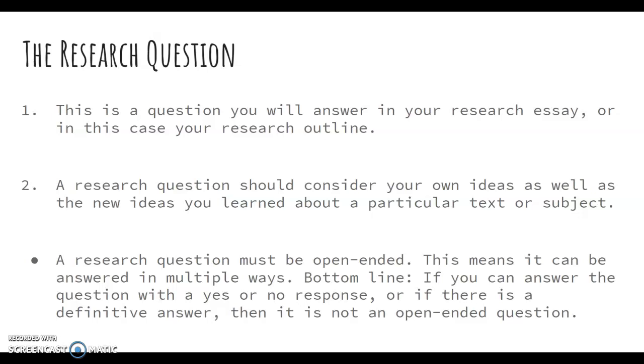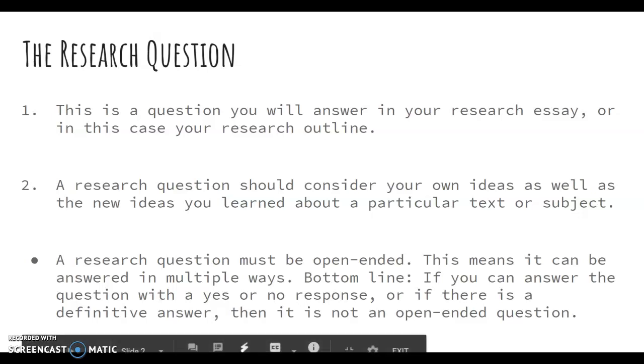A research question must be open-ended, and this just means that it should be able to be answered in multiple ways. Okay, if you cannot answer your research question in more than one way, then it's not open-ended. Bottom line, if you can answer the question with a yes or no response, or if there is a definitive answer, then it's not open-ended, okay?